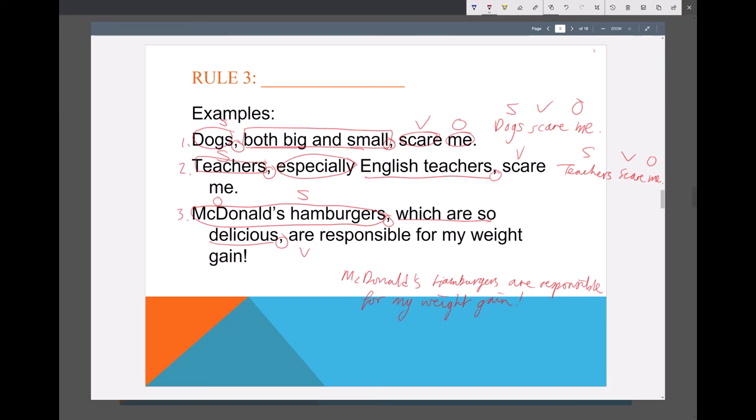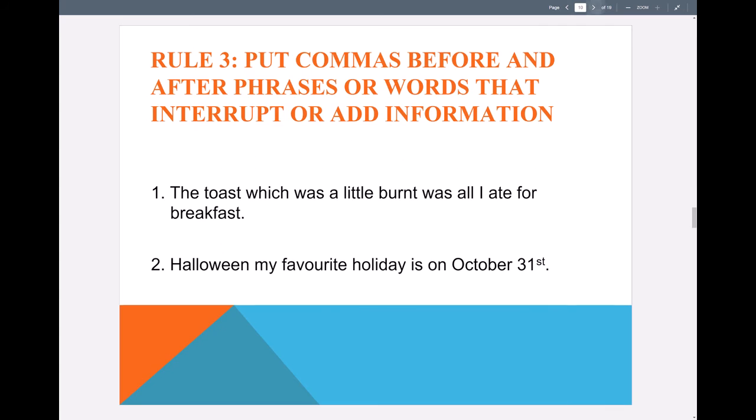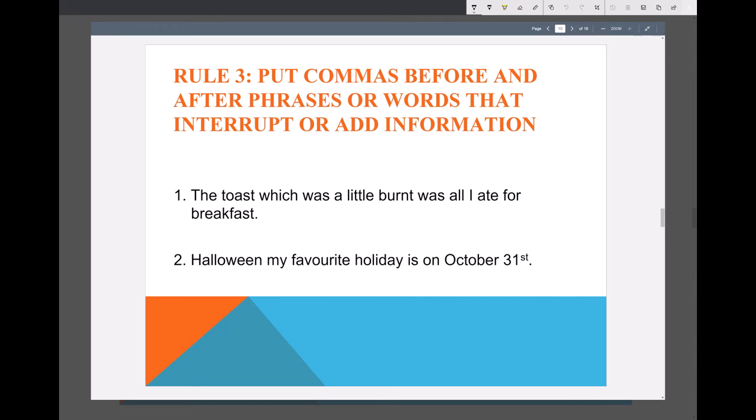So the third rule is like this. So we put the comma, 2 of them this time, before and after phrases or words. So this is the part that adds more information or interrupts. You put the comma before and after them. So we have 2 more sentences here for you to try. Take a pause here, write down the sentences, and see if you can put the comma in.